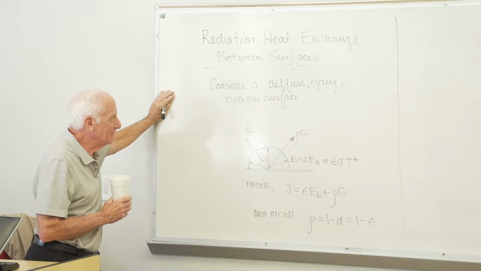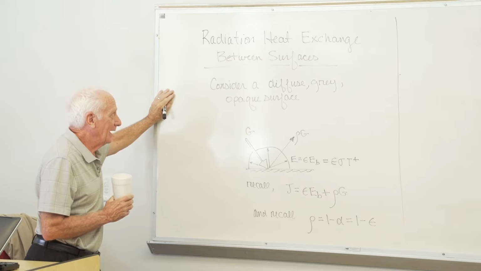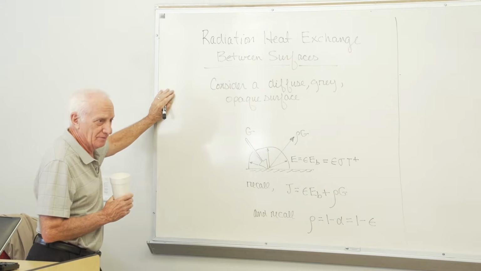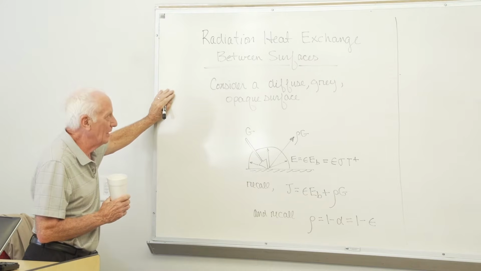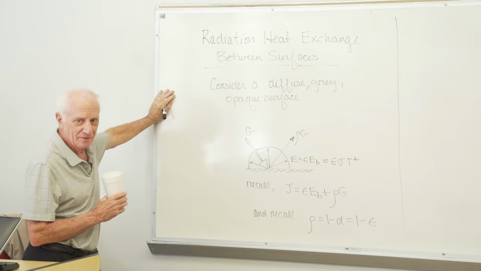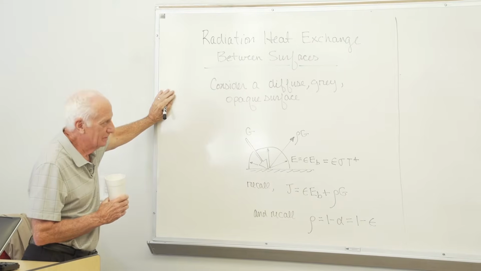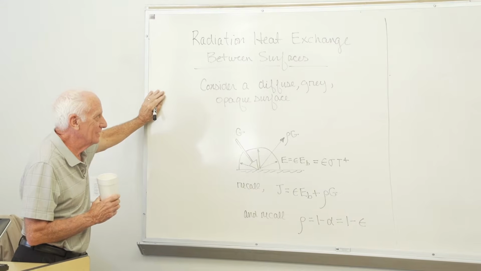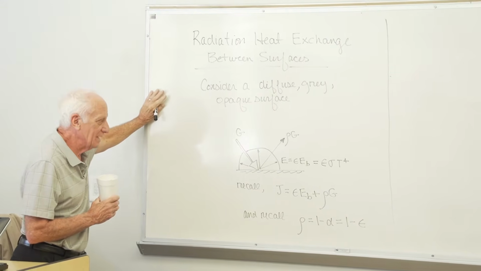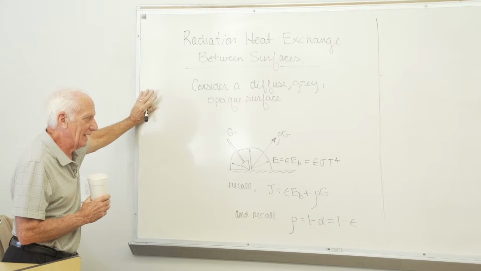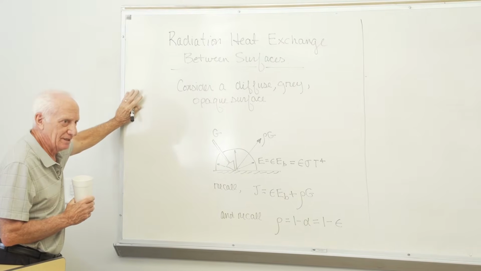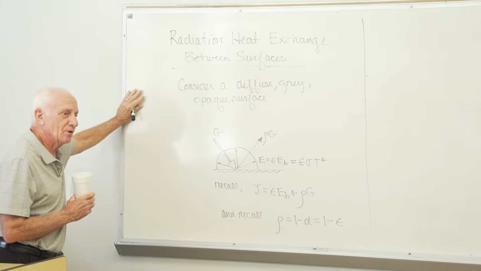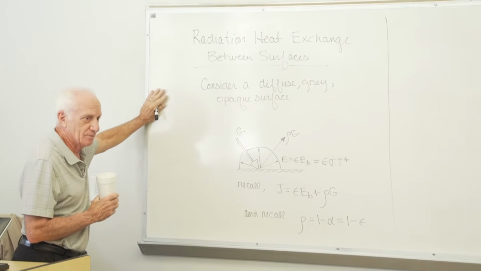In chapter 13, pretty much every surface is going to be an opaque surface and a diffuse gray surface. First of all, we know what opaque means. Transmissivity, tau, is equal to 0. We recall from chapter 12 that a diffuse gray surface is one where we can say epsilon equals alpha, emissivity equals absorptivity. So those are the assumptions we're going to make in this chapter 13.